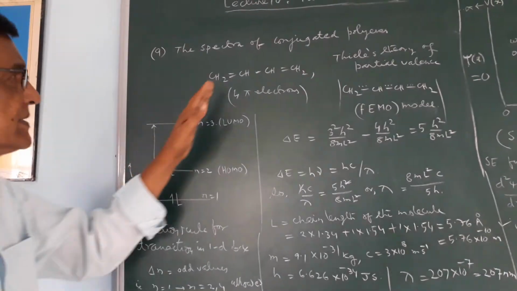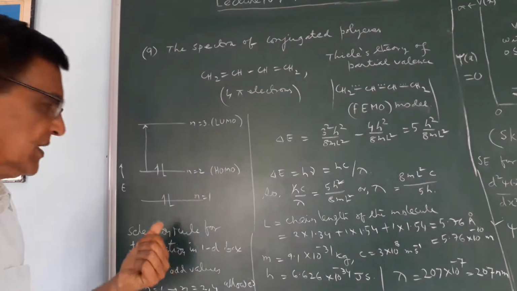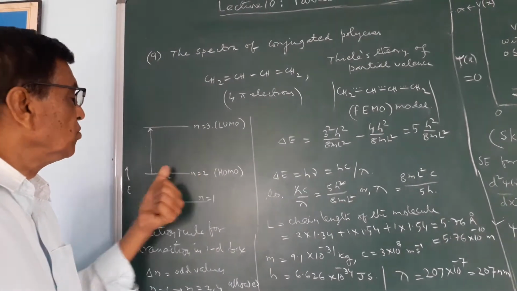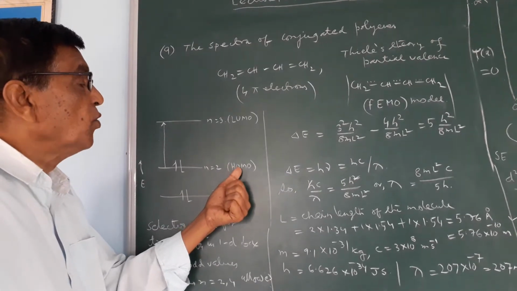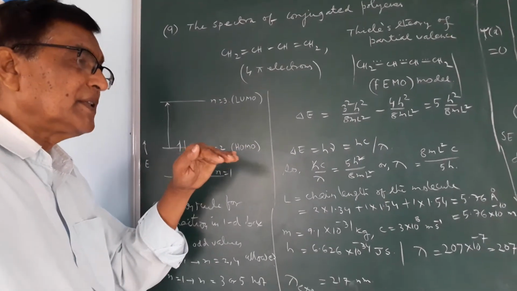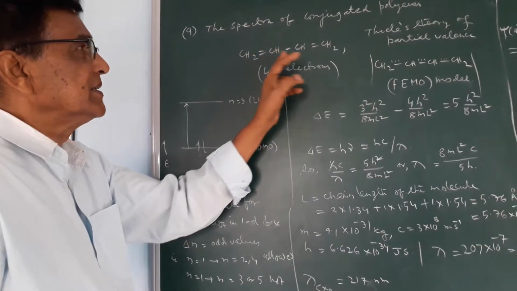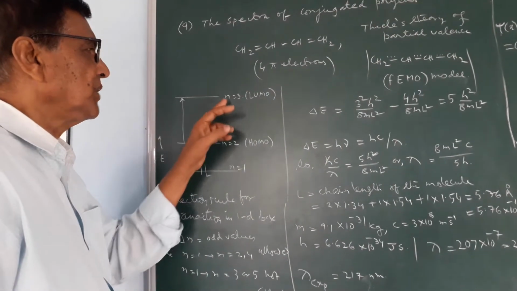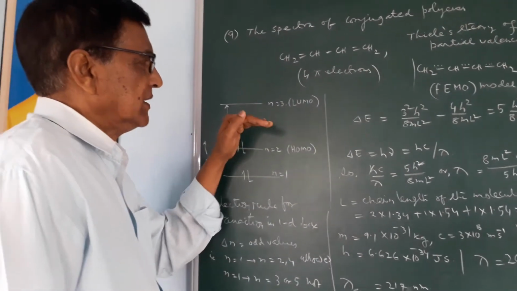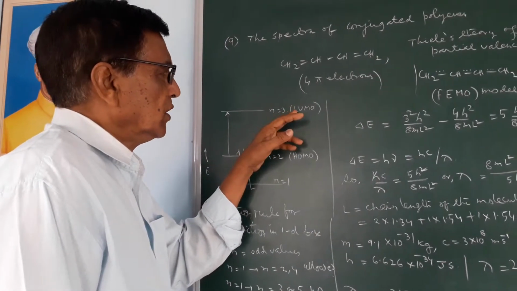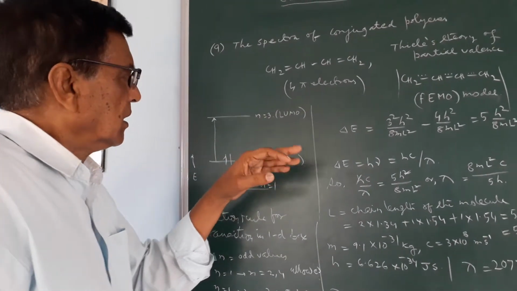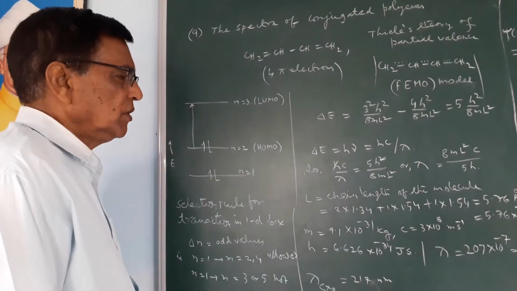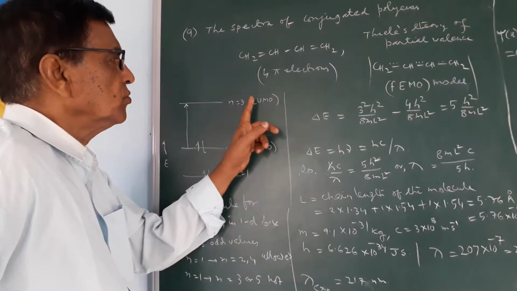So in this case, these 4 pi electrons will be arranged in this way: n equal to 1 has a pair, and n equal to 2 has a pair. n equal to 2 is the highest occupied molecular orbital. Whenever radiation is absorbed by this butadiene, an electron will transit from n equal to 2 to n equal to 3, the nearest lowest unoccupied molecular orbital. So this electron will move from the HOMO to the LUMO.